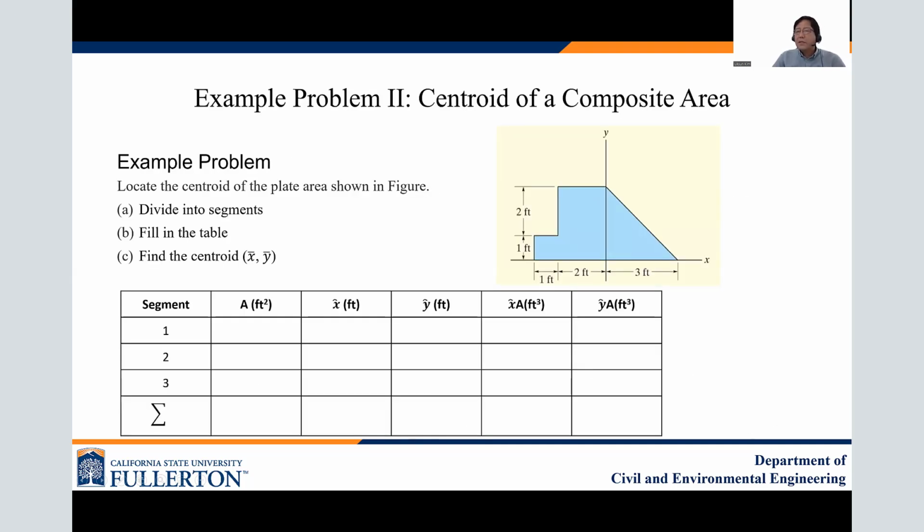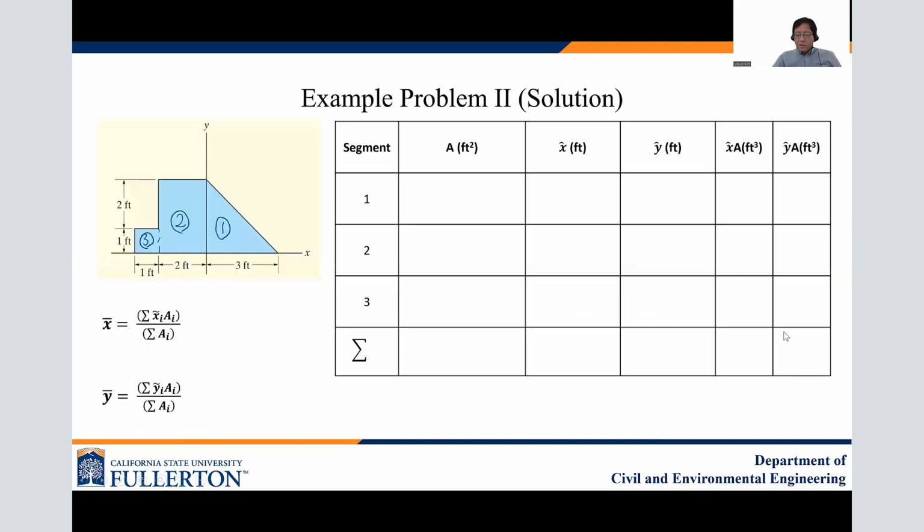This slide shows example number 2. We need to find the centroid of a composite area. In this example problem, the first step is to divide it into segments, fill in the table, and then find the centroid X bar and Y bar. In this one, you can make 3 segments: 1, 2, 3. So in the table, you also write down 1, 2, 3.